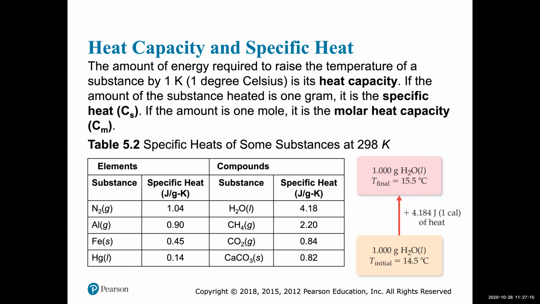Related to that, materials have heat capacity. So let's talk about heat capacity and specific heat. Heat capacity is defined as the amount of energy required to raise the temperature of something by 1 K or 1 degree Celsius. If the amount of substance being heated is 1 gram, then it's called specific heat, and that's C sub S.